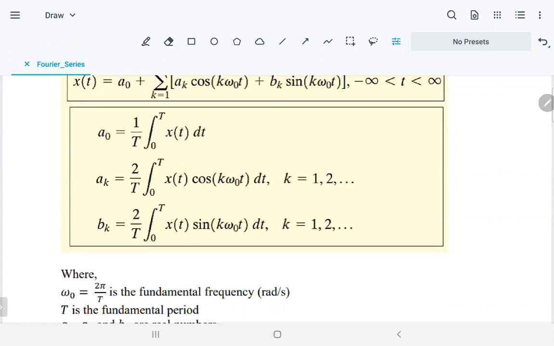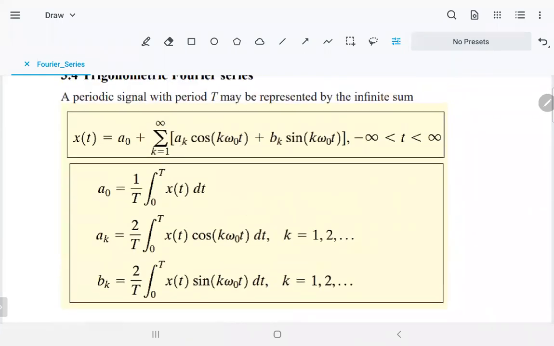Okay. Now look at A k and B k. And A naught, what do you call them in the Fourier series? You call them the coefficients of the Fourier series. And by the way, this is applicable only for continuous time signals. So what's A k? Look at A k, the coefficient of cosine.